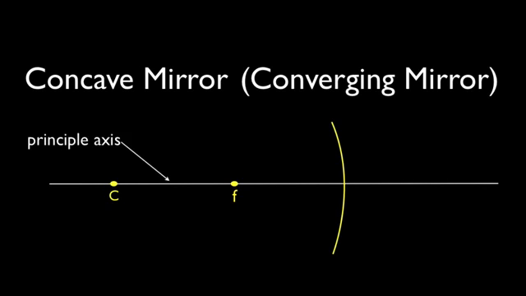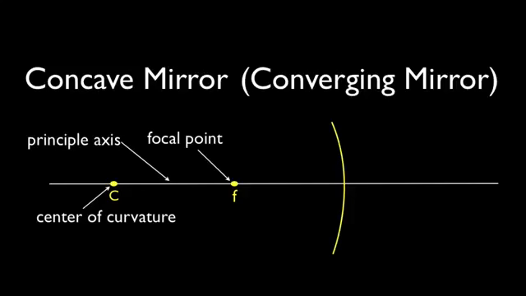The first one is this white horizontal line that runs through the center of the mirror. We call that the principal axis. We have the point C, center of curvature. We have the point F, the focal point, and the focal point is at a distance we call the focal length from the mirror.